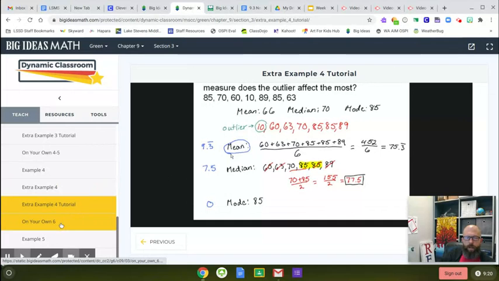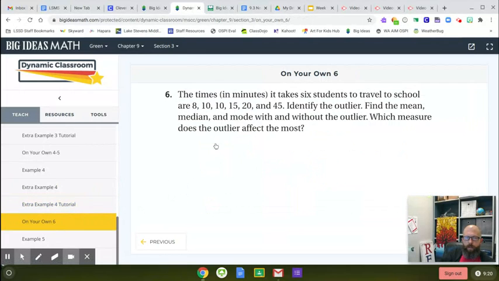All right, let's try one on your own here. So the times in minutes it takes 6 students to travel to school are 8, 10, 10, 15, 20, and 45. Identify the outlier. Find the mean, median, and mode with and without the outlier. Which measure does the outlier affect the most? So you have a lot of stuff to do here. Let's just start with each one.